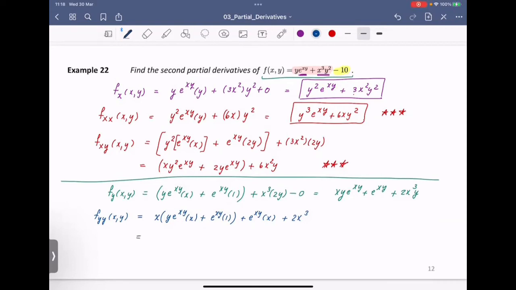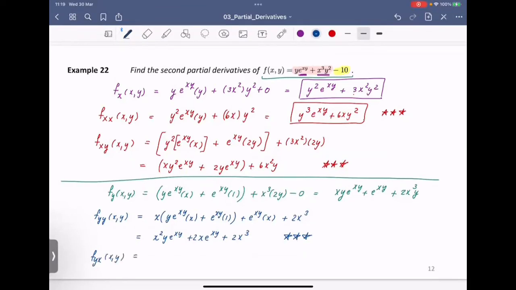And then I multiply the thing, so you get x squared times y e to the xy, and then plus x e to the xy. Well, I have x e to the xy 2 times, so I have 2 here, or 2x cubed. All right, I get the third answer here. This is fyy. Okay. All right, last one, fyx.